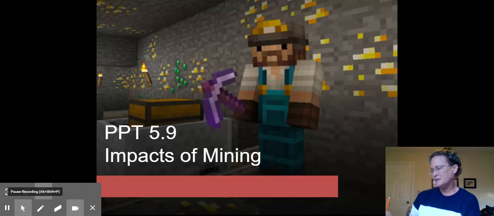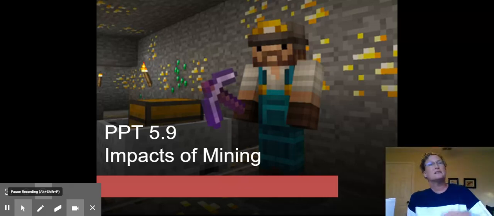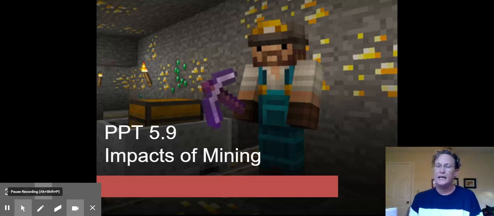So our objectives here are to describe how humans are extracting elements and minerals from the earth and describe the social and environmental consequences of mining activities. Because not only is it damaging to the environment, it's damaging to human health. People can get trapped in mines and die. And there is a disease called black lung disease that you can get if you breathe in too many impurities while you are mining.